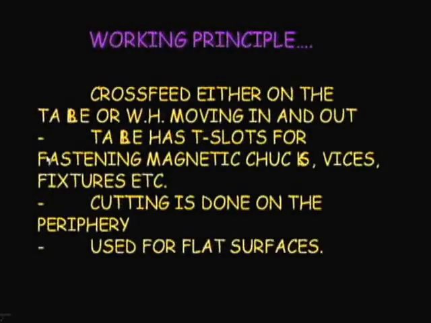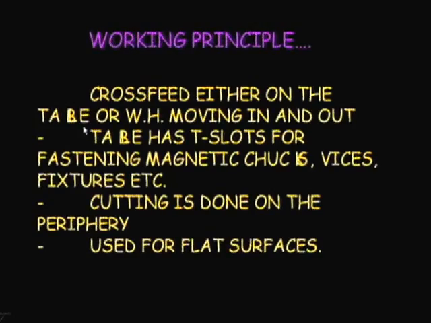Next, what is the working principle? Cross feed is given either on the table or by the work head moving in and out. So how will cross feed be given? It is on the table or work head moving in and out, and the table has T-slots for fastening magnetic chucks, vices, fixtures, etc. Magnetic chucks are one type of work holding device used in a surface grinding machine, which holds the workpiece. So the magnetic properties of this chuck will be there.